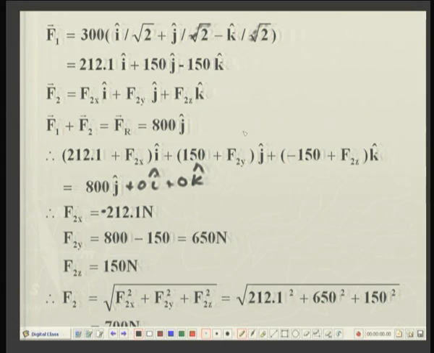Similarly, second will be the j components: 800 is equal to 150 plus F2y. So, F2y will be equal to 800 minus 150. So, it is 650 newtons, and finally, F2z minus 150 is equal to 0. So, F2z is equal to 150 newtons.